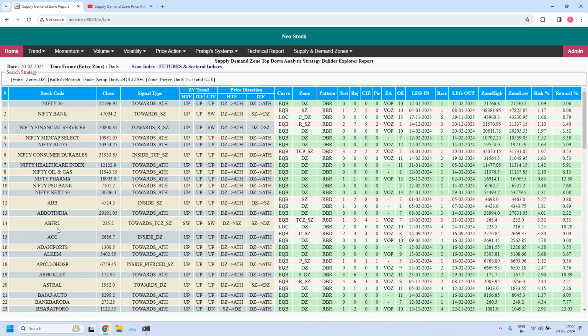And in Nifty indices, we have 17 indices. Out of 17, currently 11 indices are supporting a bullish trade setup. Nifty 50, Nifty Bank, Nifty Auto, all these are currently supporting a bullish trade setup. Few more indices are also supporting, but because their demand zones are pierced, they are filtered from this list. Okay, now let me show you the complete list of the stocks by scrolling down.